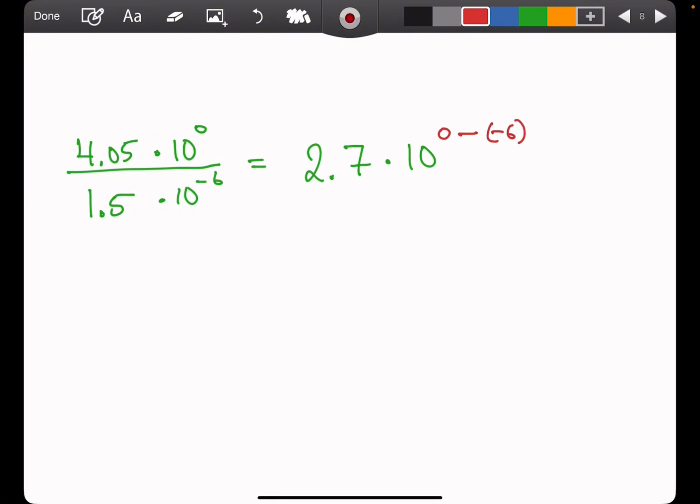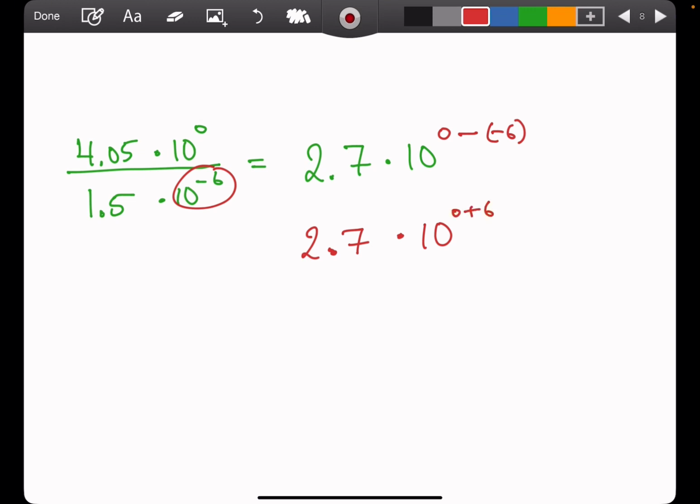Do you see the bottom already came with a negative, right? I'm talking about this one. It came with a negative, right? So you're going to say what? 0 minus negative 6. And this is 2.7 times 10 to the power of what? Let's go slowly. This is going to be 0 plus 6, right?